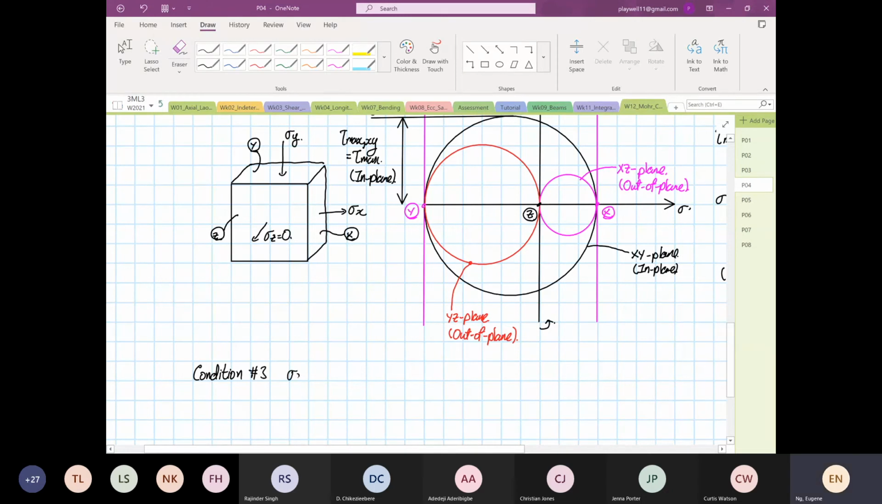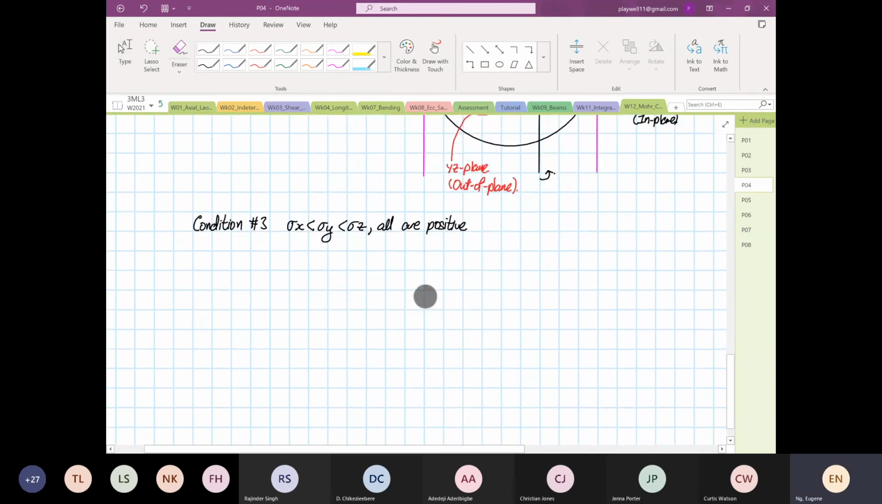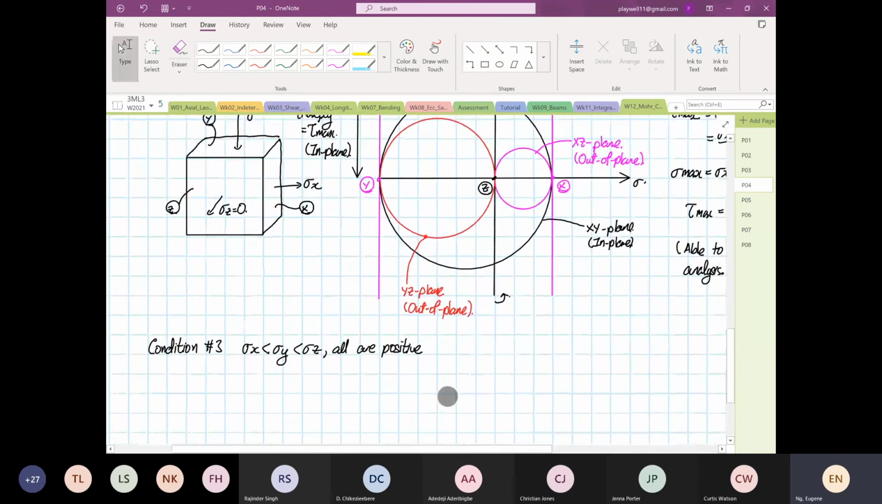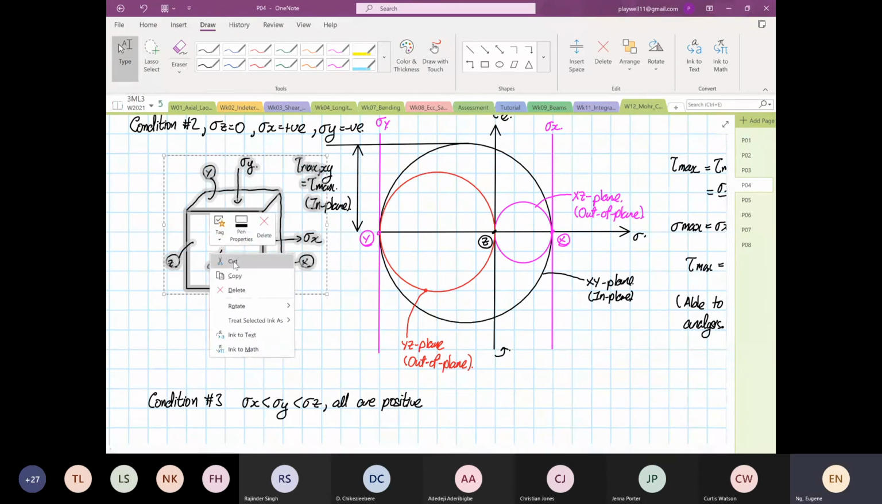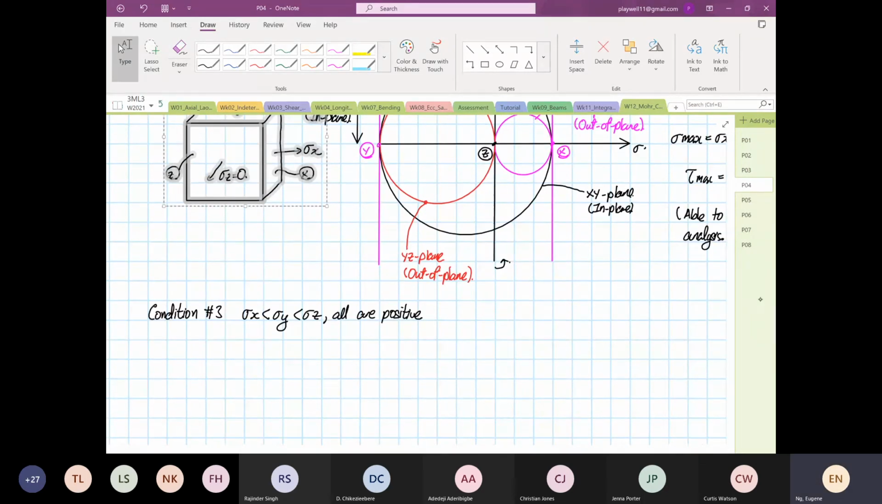Is where stress X is smaller than stress Y is smaller than stress Z, and all are positive. This is the final case. I cannot wait to show you guys the example that I'm going to show you. I know you guys will have fun.